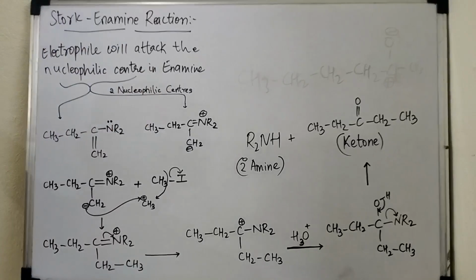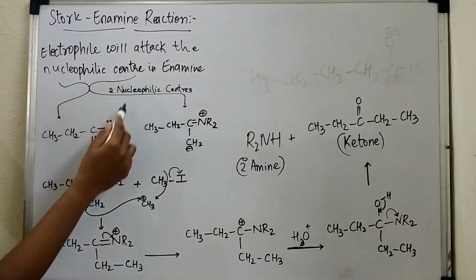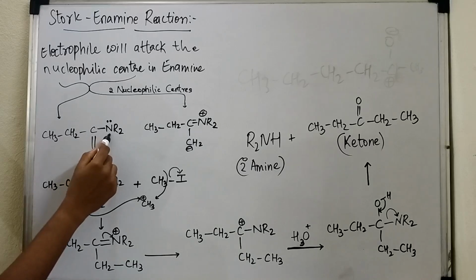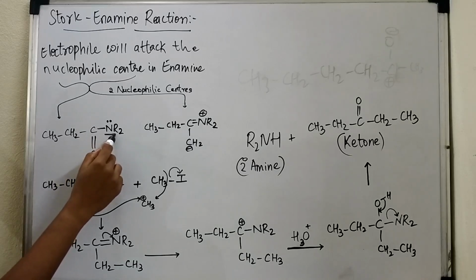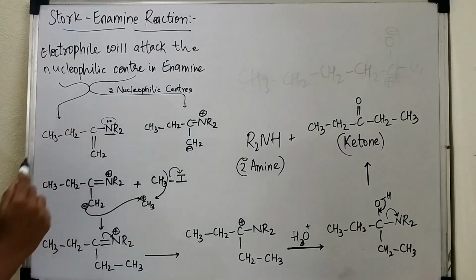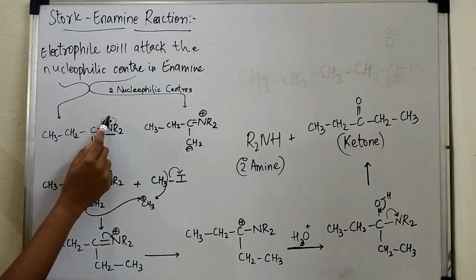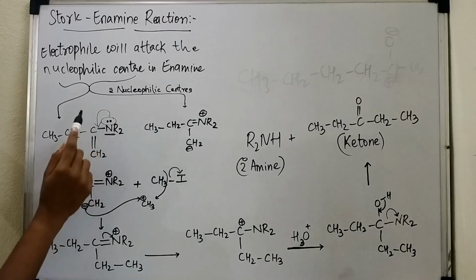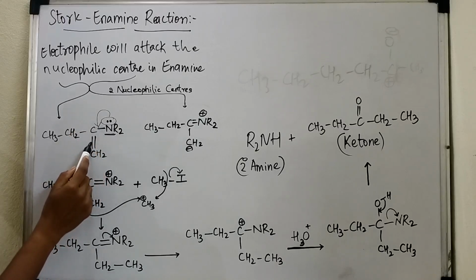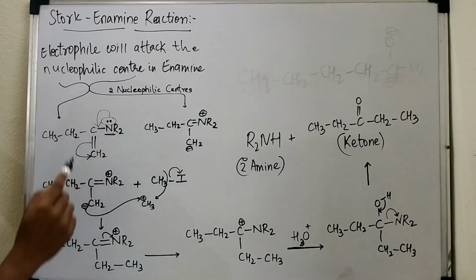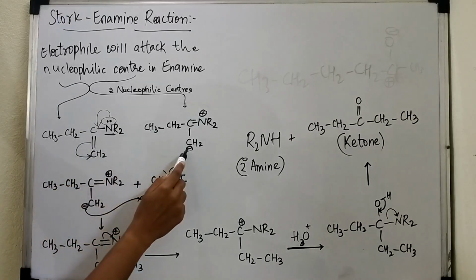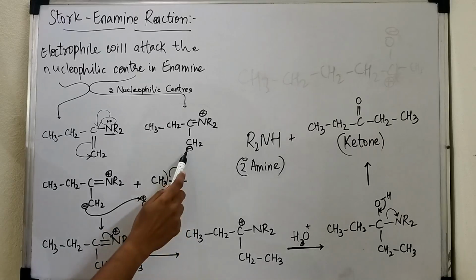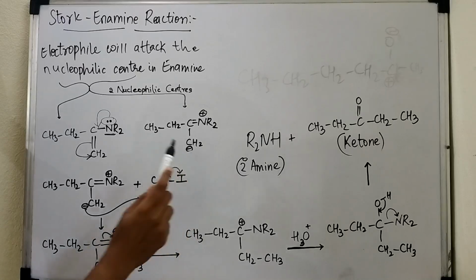So in enamine we have two nucleophilic centers. One is nitrogen, which acts as nucleophilic center because it is carrying lone pair of electrons. This lone pair of electrons, when it is shifted here, the bond between these two carbon atoms is taken by this carbon, leaving this carbon negatively charged. Now this negatively charged carbon will also act as a nucleophilic center.